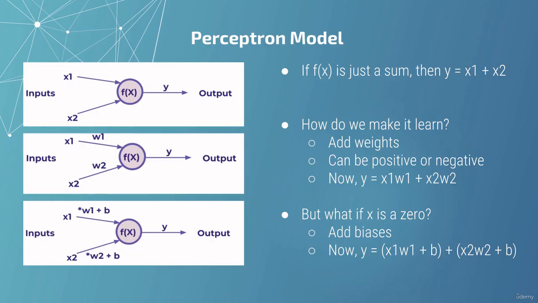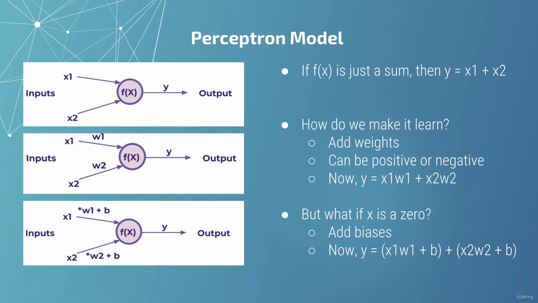So, how did we get neural networks in the first place? In 1958, the perceptron model was created, again, based on a biological neuron. It had inputs, outputs, and a nucleus. The nucleus is a function, f of x, that does something to the inputs and produces the output. For example, let's say f of x has two inputs, x1 and x2, and it's a simple sum function. Then f of x is just y equals x1 plus x2.